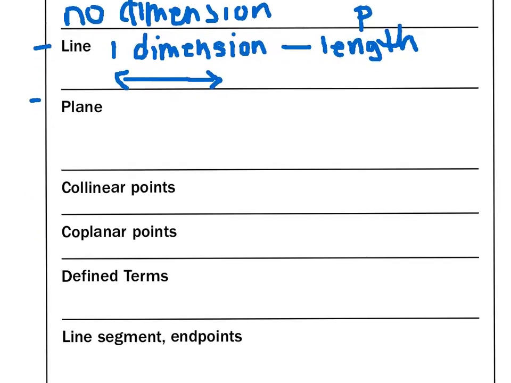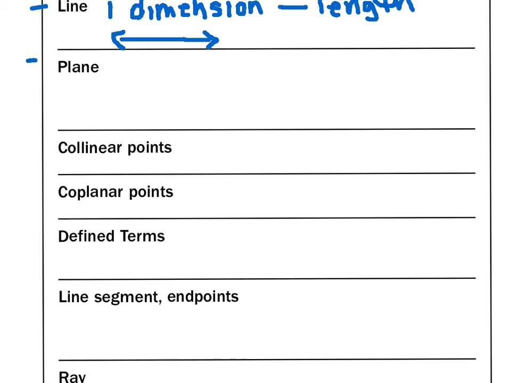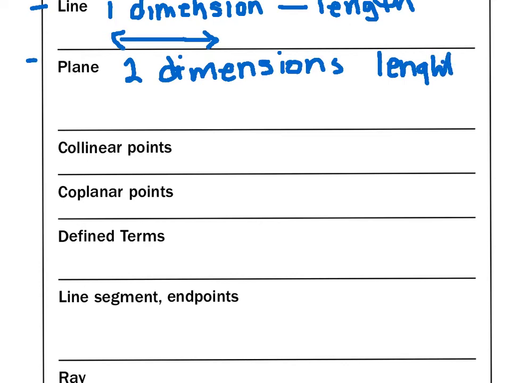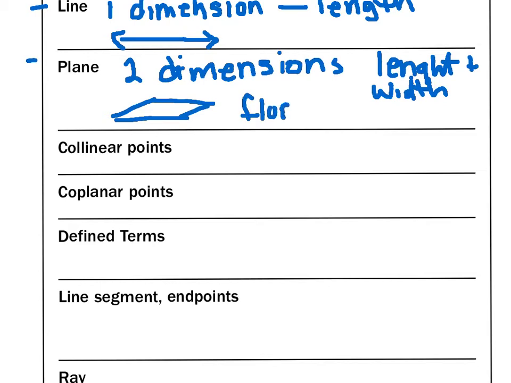A plane has two dimensions, length and width. It's represented by something that looks like a floor or a wall. It has no thickness to it.